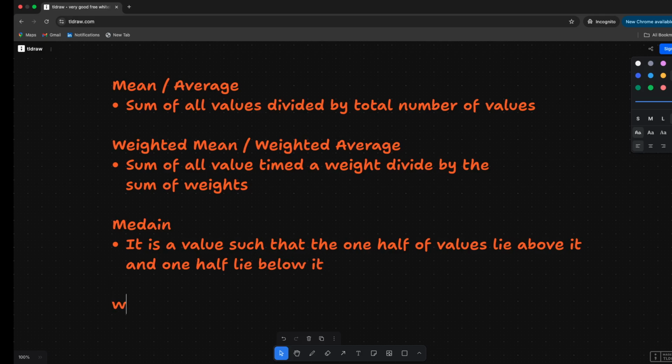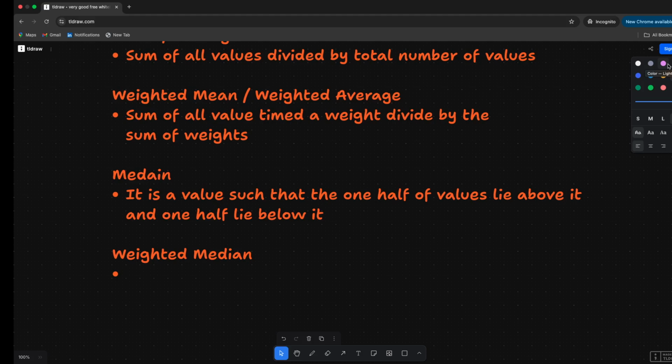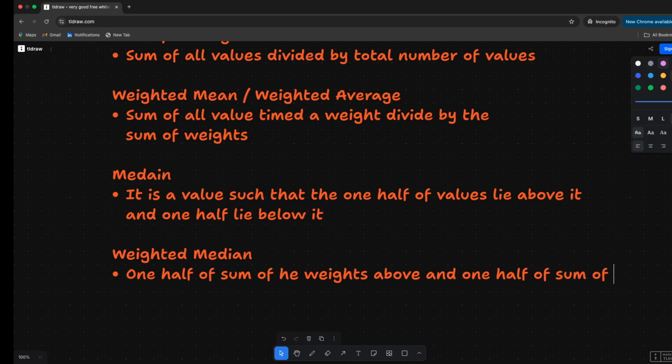Then we have the weighted median. It is the value such that one half of the sum of the weights lies above it and one half of the sum of the weights lies below it.